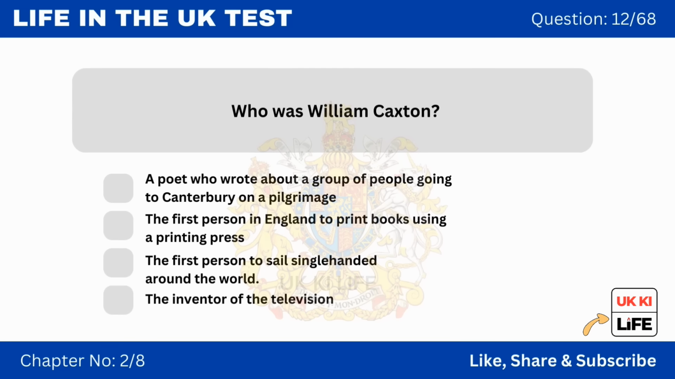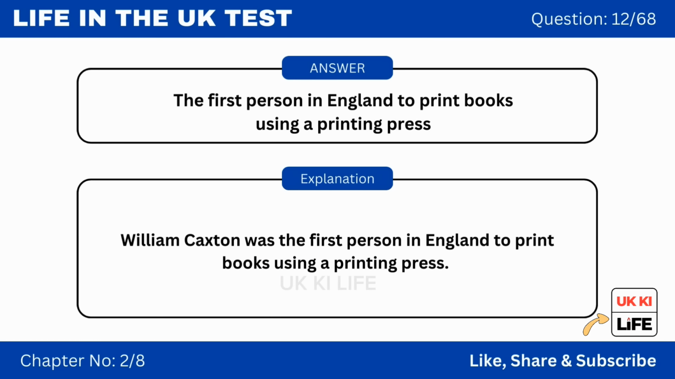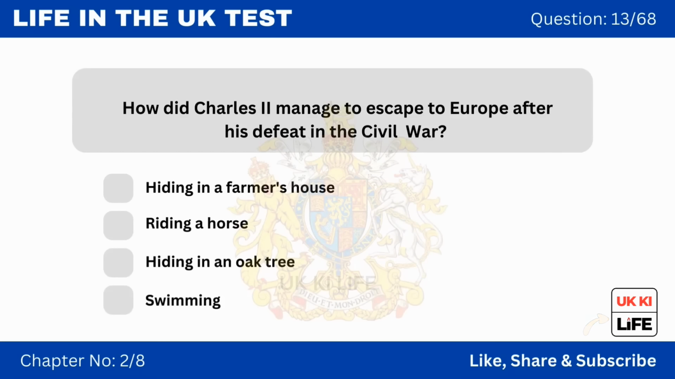The correct option is B. Explanation. William Caxton was the first person in England to print books using a printing press. Question 13. How did Charles II manage to escape to Europe after his defeat in the Civil War?